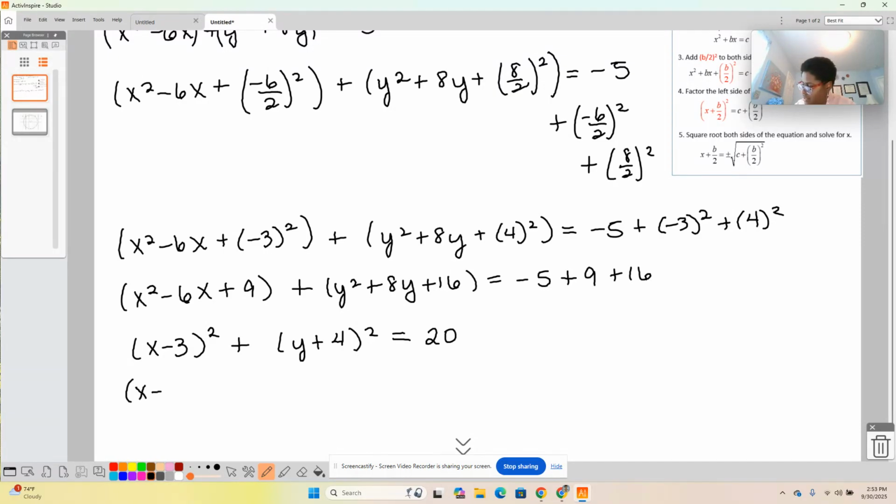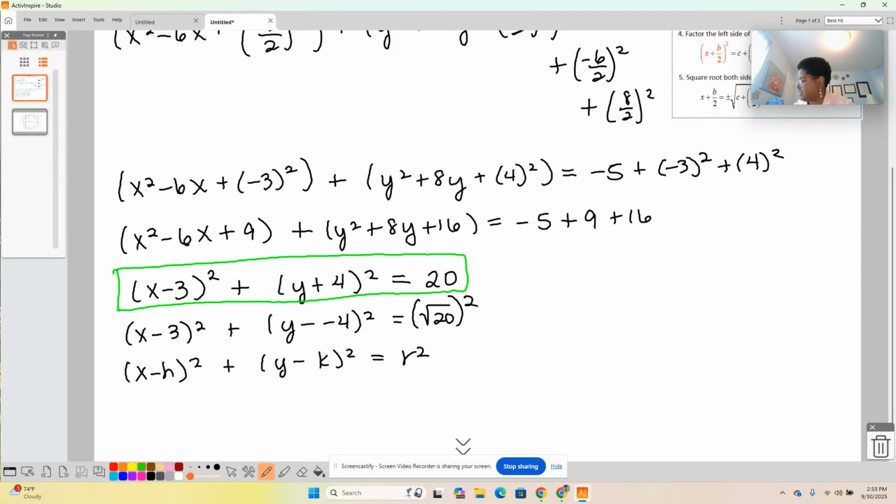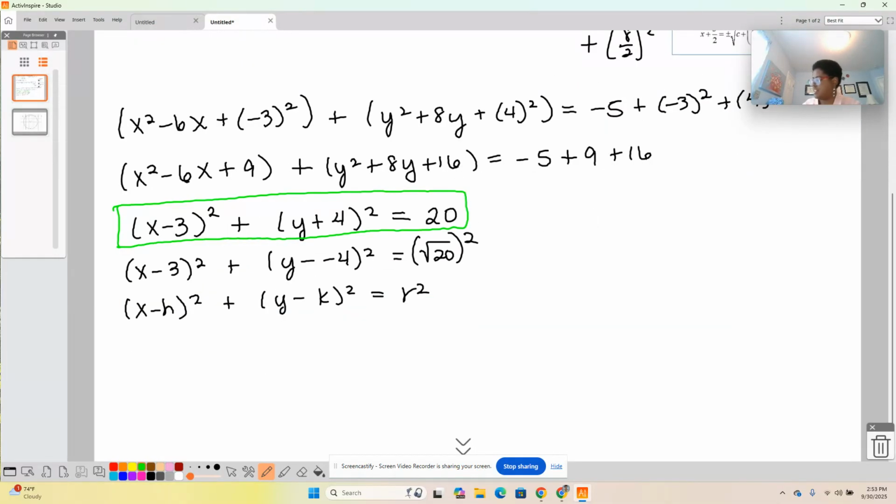So I have x minus 3 squared plus y plus 4 is the same thing as y minus negative 4 squared, and 20 is the same thing as the square root of 20 squared. So I can see this now looks like my standard form. So for the purposes of writing it in standard form, this here is fine. But the next step lets us easily identify h, k, and r.